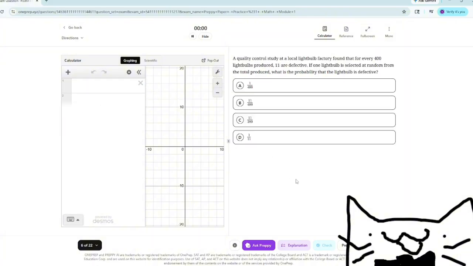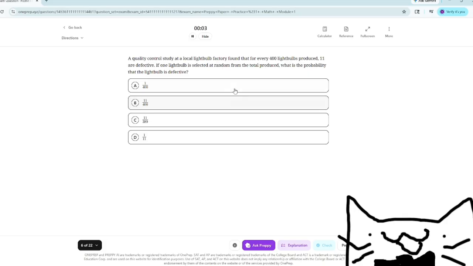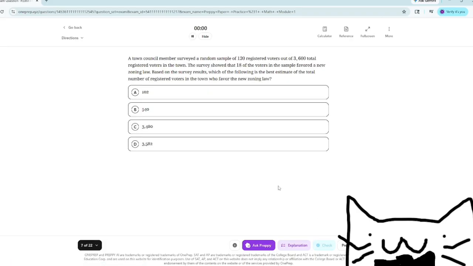Boom. Okay. A quality control study at a local light bulb factory found that for every 400 light bulbs produced, 11 are defective. If one light bulb is selected at random from the total produced, all right, this is probability. It's quite literally given the answer, 11 are defective out of 400. And it wants us to find out of a random total how many are defective, which is 11 out of 400. So it's B. It can't be this. I don't even see 389 in here. 1 out of 400, but there's 11, and then 1 out of 11. Yeah, no.